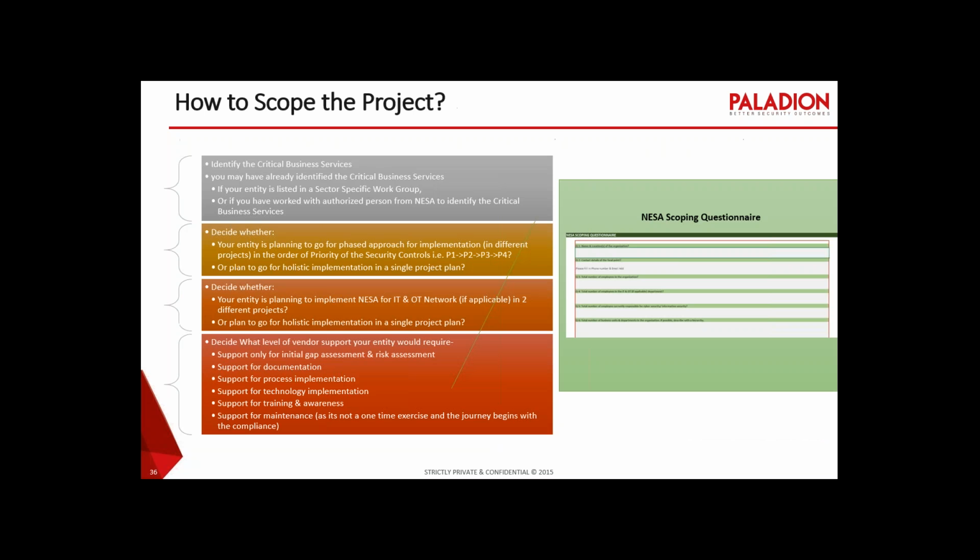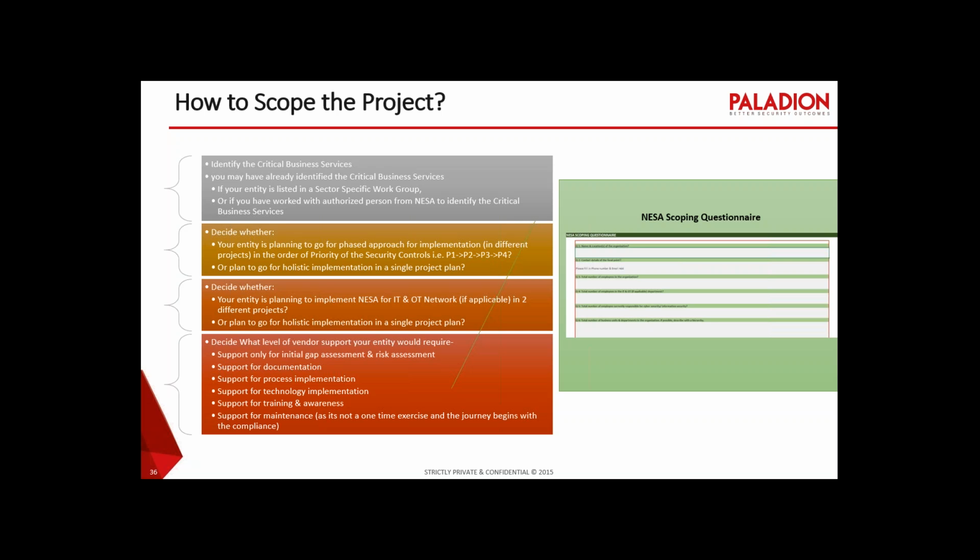The second thing is, if you are thinking about how to scope the project, we think these are the steps that you can look at. As an output of this session, we're going to provide you a NESA scoping questionnaire that you can fill and send to us, and then we can help you out with an estimate of how much time and so on you would need for this project. So the first step when you're scoping a project for NESA compliance is you need to identify your critical business services. You may have already identified the critical business services if your entity is already listed with one of the sector-specific working groups which we spoke about in the beginning.